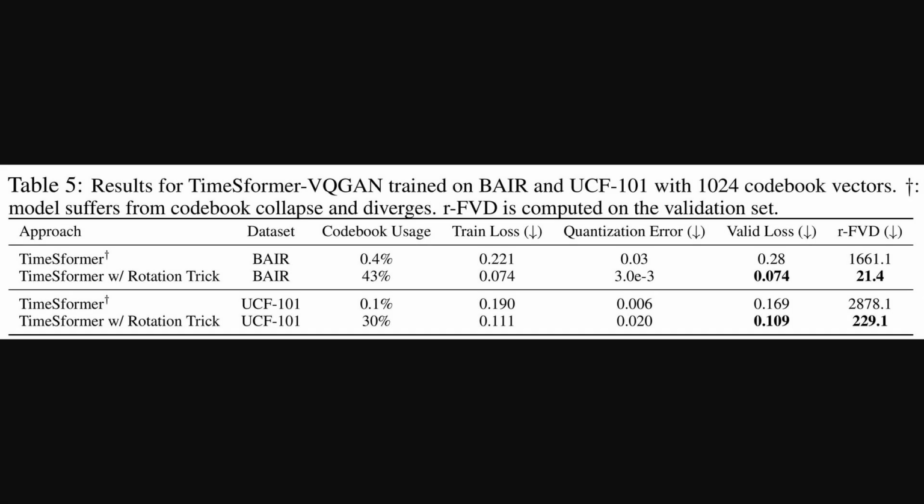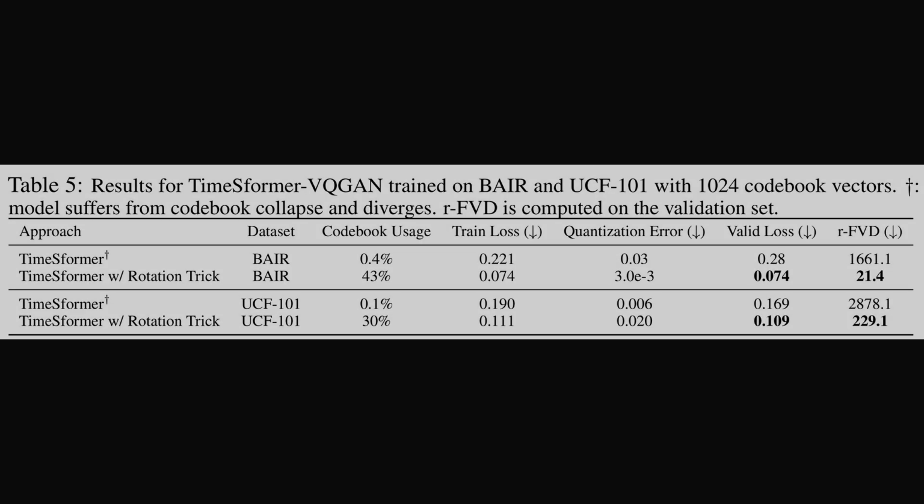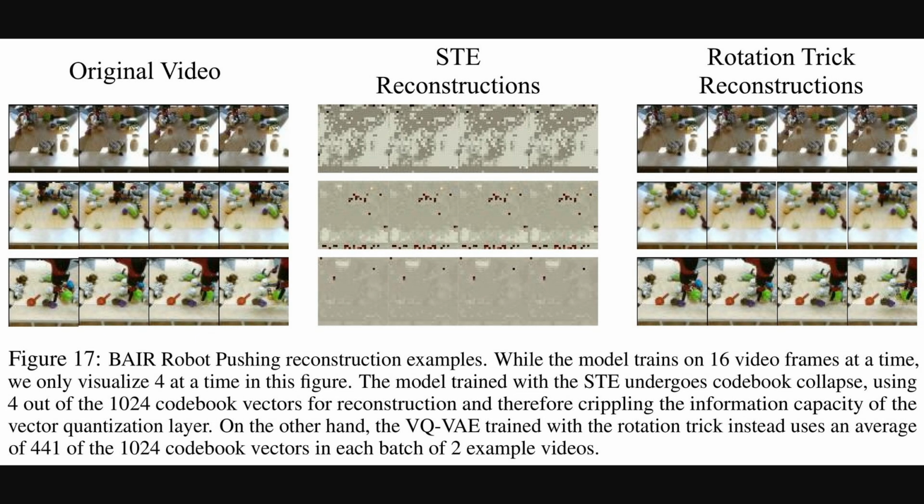Alright, and this next table looks at a different model, Timesformer VQ-VAE, on video datasets BAIR and UCF 101. While the standard approach really struggles, suffering from codebook collapse, usage is less than 1%, but applying the rotation trick, usage jumps dramatically to 43% and 30%. This translates directly to much better validation loss and especially rFVD scores, indicating significantly improved video quality compared to the baseline. And this figure really drives home the visual impact on the BAIR dataset.